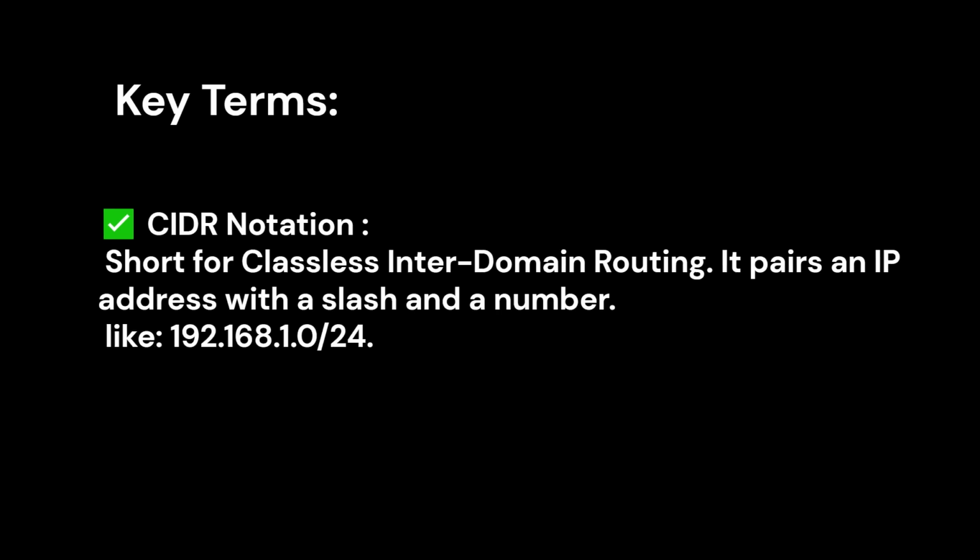CIDR notation, short for classless interdomain routing. It pairs an IP address with a slash and a number, like 192.168.1.0/24. This means the first 24 bits are for the network and the rest are for devices.